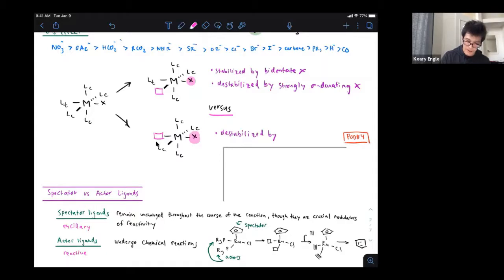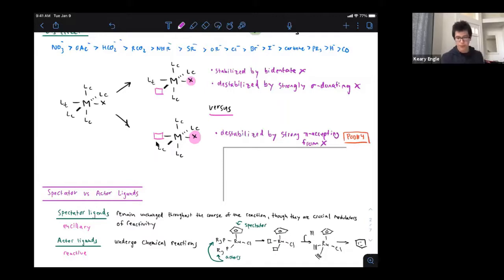And then if we think about the effect that this same ligand would have on labilizing the ligand trans to it, this is going to be destabilized by strong pi accepting. So of course, what ligand gets exchanged is always a competition between cis and trans. You have to not only consider the things that stabilize what would be the cis pathway, but also things that are destabilizing to what would be the trans pathway.